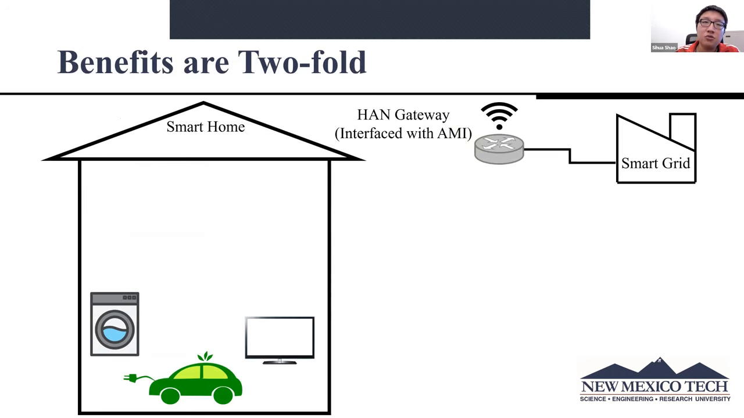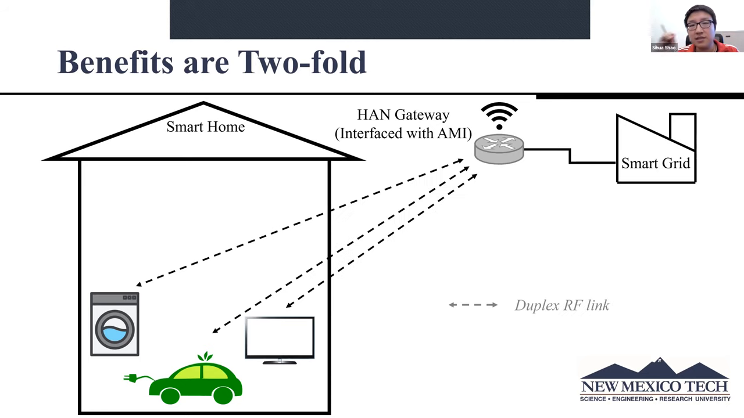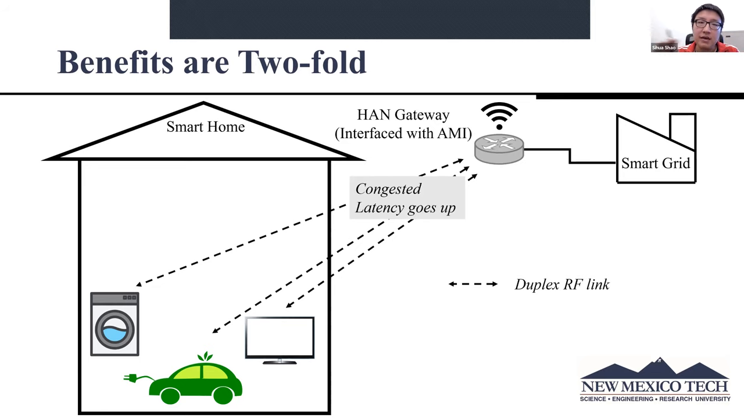When we integrate VLC into the smart grid home area network, there are twofold benefits. Let's consider some appliances like the washing machine, the electrical vehicle, a desktop. We want to connect these devices all to the same wireless gateway. It can be Wi-Fi. This gateway is interfaced with the AMI, the advanced metering infrastructure, to control the energy usage. Because you are connecting all the appliances to just a single gateway, the wireless channel is pretty congested, and in such a way the latency goes up. In the worst case, the connection will not even be able to be maintained. It means the data you send will keep failing, and then your channel is disconnected.